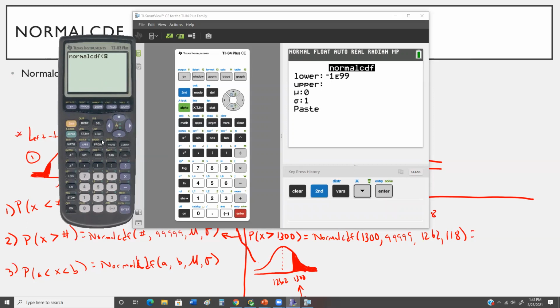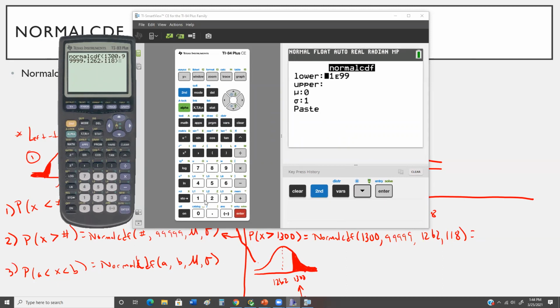Okay, so go second function, distribution, normal CDF. So now watch on the TI-83. You're going to put in 1300, comma, 99999, comma, the mean 1262, comma, and then the standard deviation 118. And then close the parentheses.